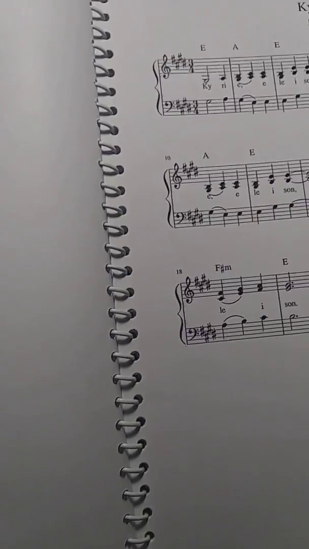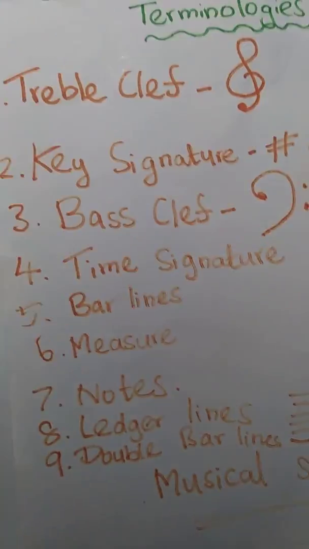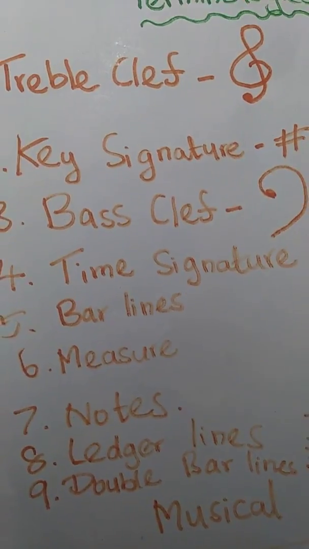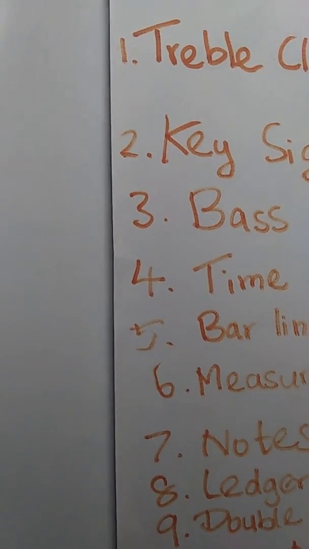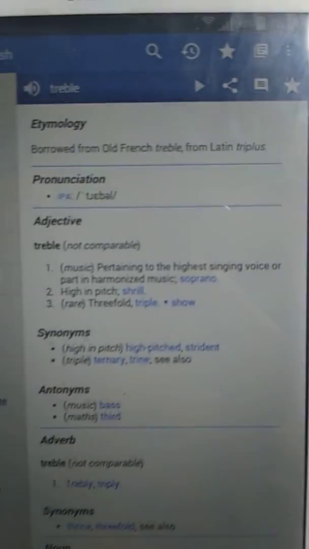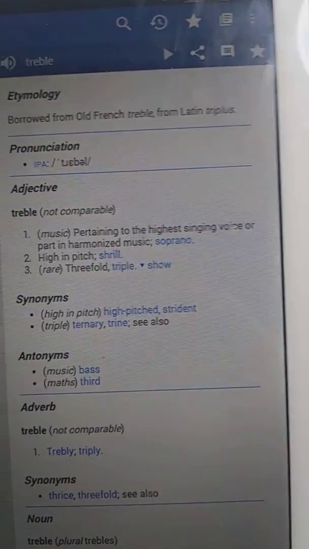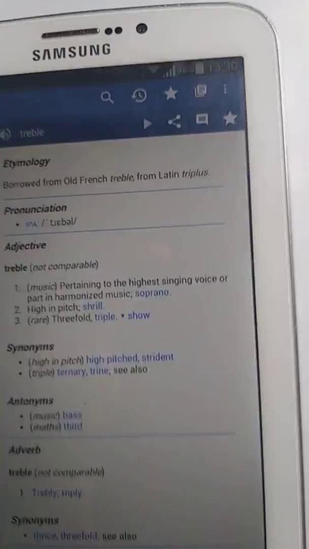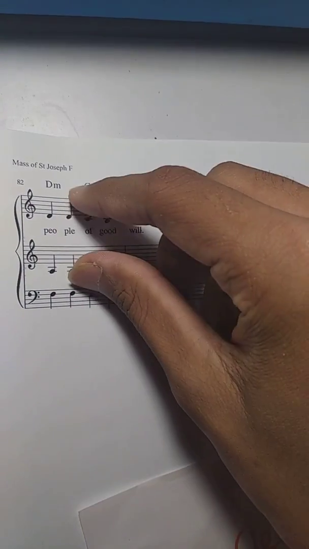And let me tell you one more interesting thing. Have you heard the words treble and bass before? Let's see the meaning of treble. Treble means anything which is of high frequency. Treble pertains to the highest singing voice. Basically a woman's voice is treble. So this is the treble clef. If this is the treble, this is the part of the high note singers.